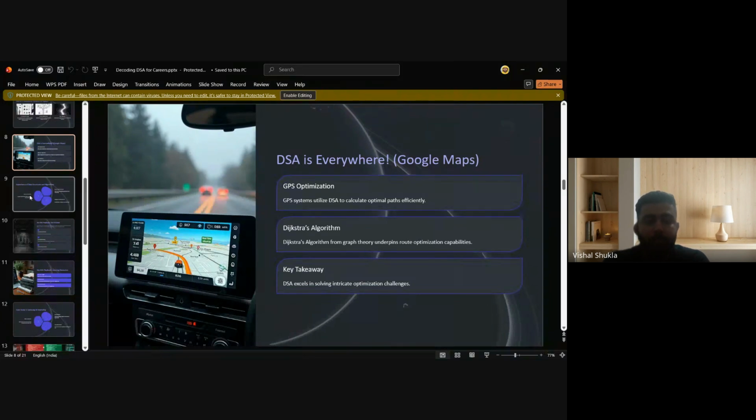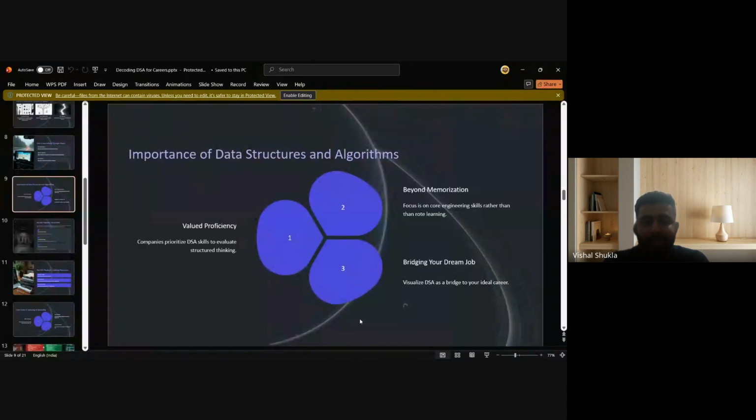Then the next thing is these three aspects. See, if you know these three aspects, you are the one who knows everything. The importance of DSA will be on these three aspects, on your three fingers. So the first one is value. Here the companies prioritize DSA skills. Why? Companies prioritize these DSA skills just to see how they can shortlist people.